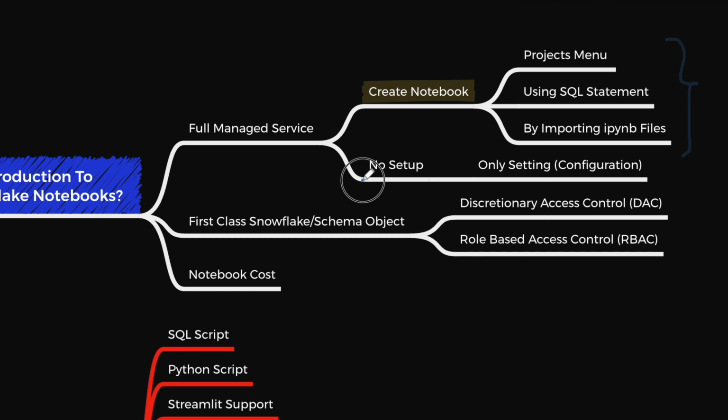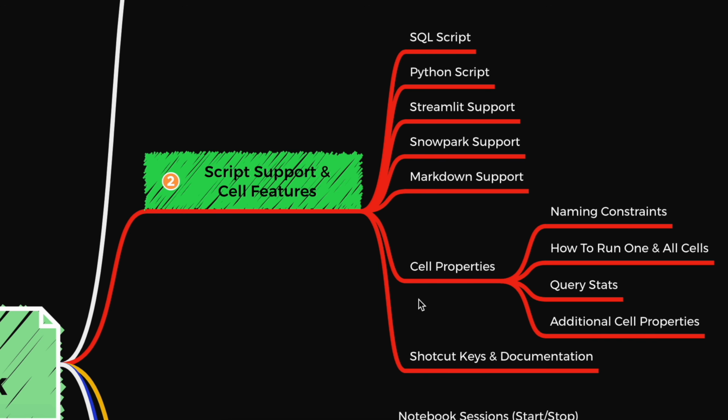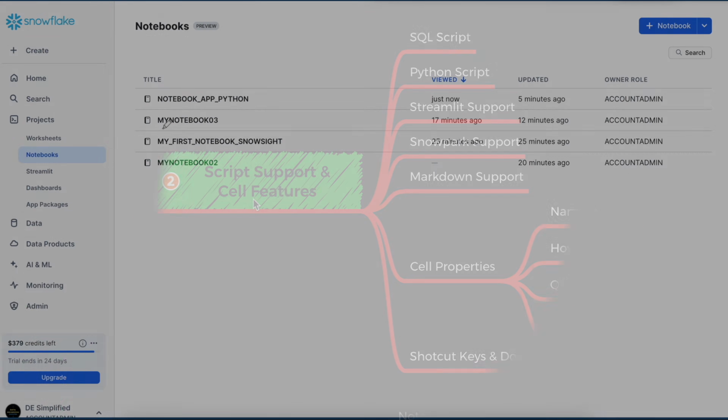So we have understood how to create Snowflake notebooks using different mechanisms. We also understood how to change the configuration. We also understood the DAC and RBAC concepts when it comes to the notebook and the cost associated with the notebook, because it consumes cost through the virtual warehouse. So let's move to our next section where we are going to understand different kinds of scripts supported by Snowflake Notebook and other cell features.